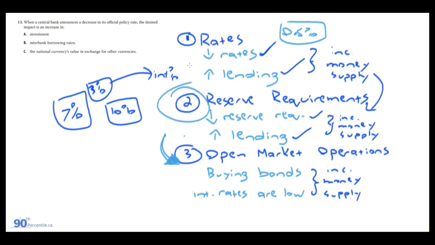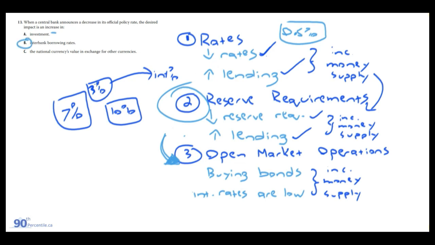When a central bank announces a decrease in its official policy rate, so that was number 2 right here, the desired impact is an increase in investment. We'll get back to it. It's kind of worded a little bit weird. An increase in interbank borrowing rates, yes.